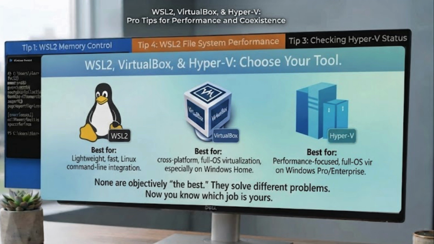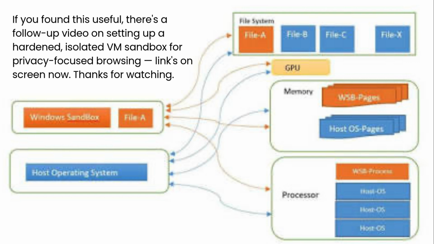So, WSL2 for lightweight, fast, Linux command line integration. VirtualBox for accessible, cross-platform, full OS virtualization, especially if you're on Windows Home. Hyper-V for performance-focused, full OS virtualization when you're already on Windows Pro or above. None of them is objectively the best. They're built for different jobs, and now you know which job is yours.